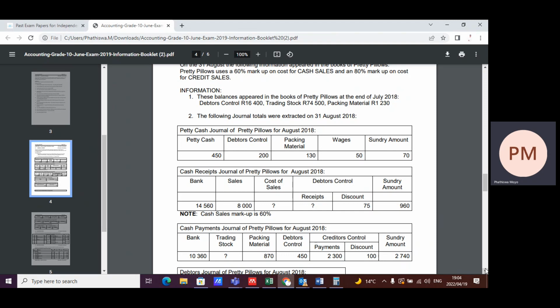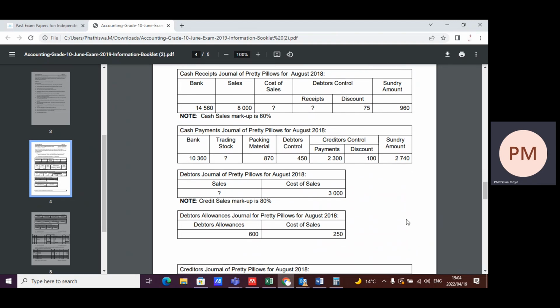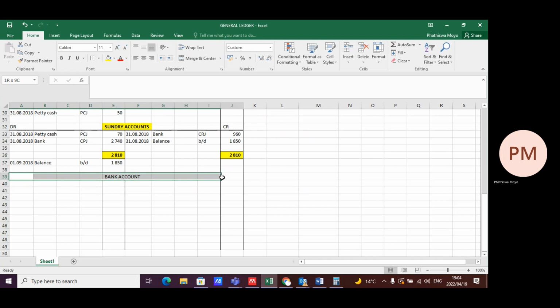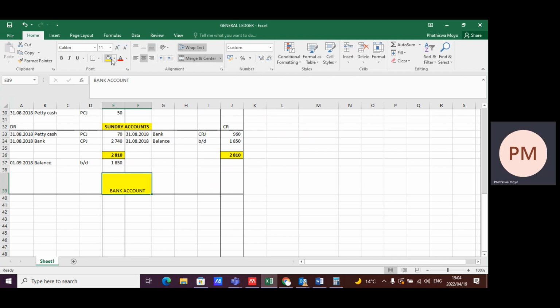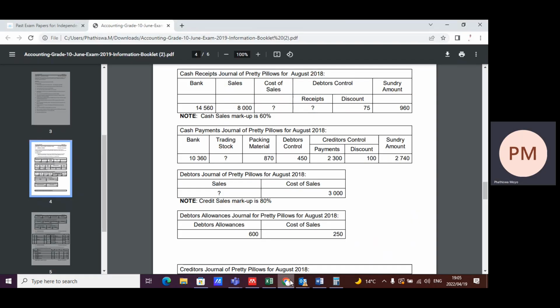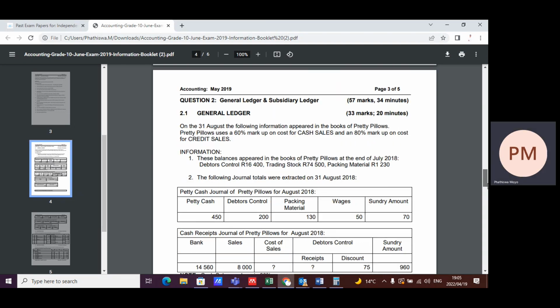Now we're moving on to the CRJ. And the first account we stumble upon in the CRJ is bank, the mighty bank. So let's do the bank account. Let's check if there was a balance given. No, there was no balance given.